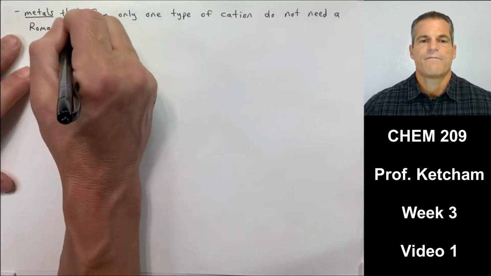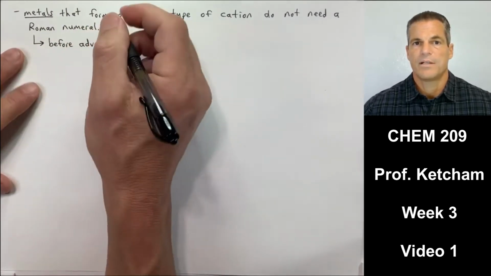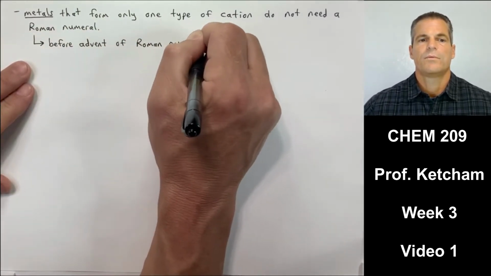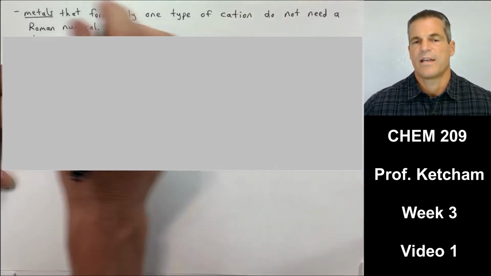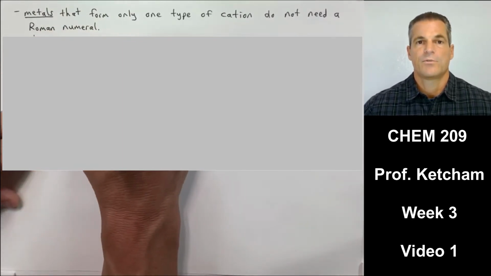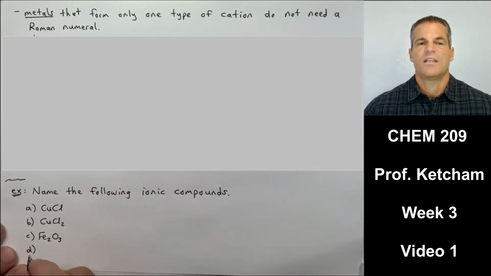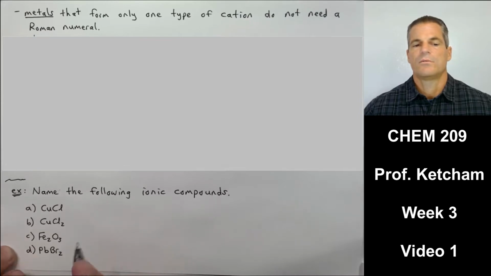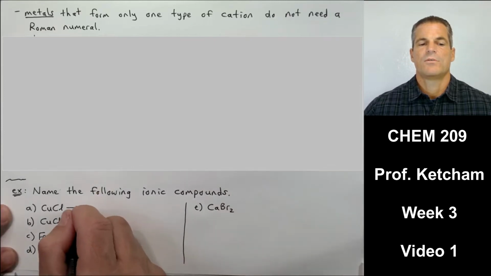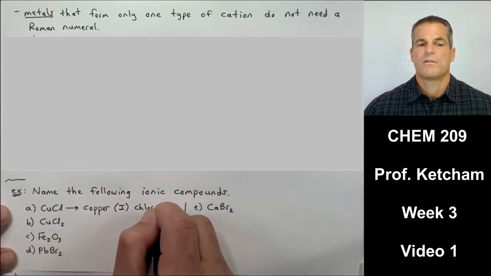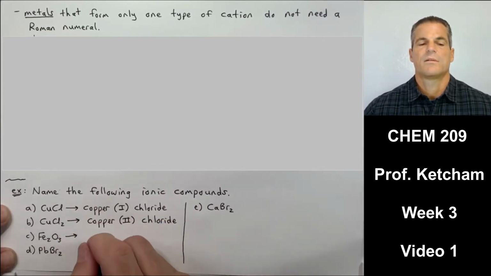But metals that form only one type of cation, for example, group 1, Na+, Li+, K+, we don't need to use a Roman numeral for those because the charge is already understood. That's the only charge it can have. So nowadays we use Roman numerals, but for example, name the following ionic compounds: CuCl, CuCl2, Fe2O3, and PbBr2. Well, we know the charges of Cl, O, and Br, right? So we can use those to help us.